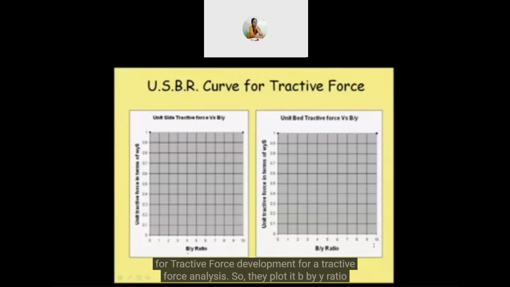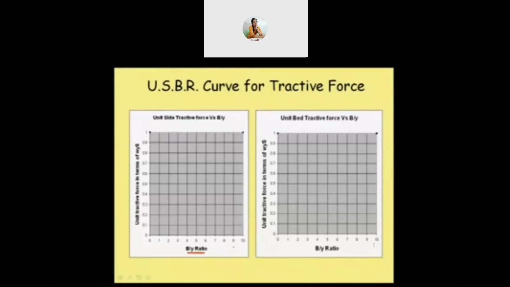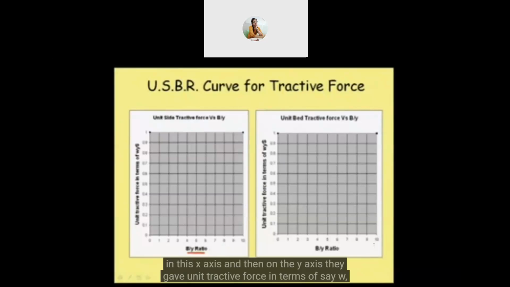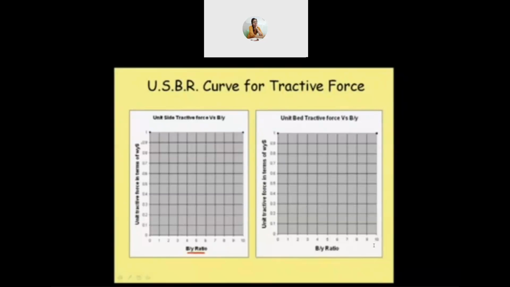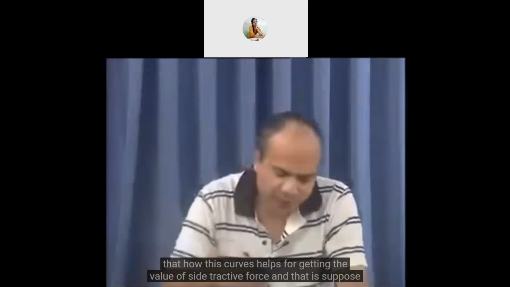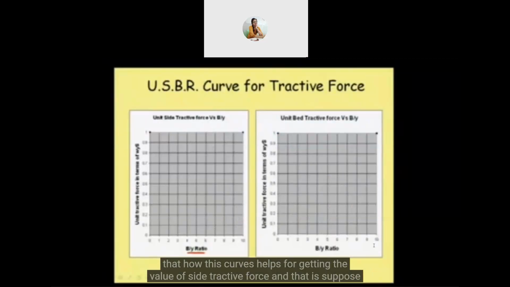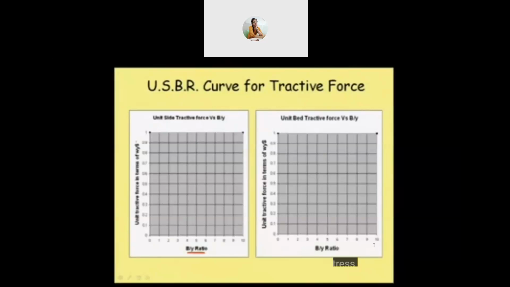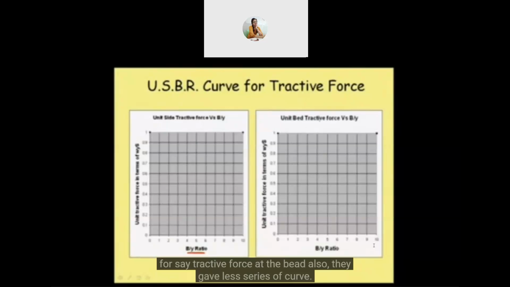So they plotted B by Y ratio on the x-axis, and on the y-axis they gave unit tractive force in terms of WYS. That means suppose this value is 0.6, for a particular B by Y ratio 2, there will be some curve. We are not drawing the curve now. In the next class, we will draw those curves, see how these curves come about, and how they help us in getting the value of side tractive force. Suppose for a B by Y ratio of 2 we get a point here, then this indicates that the shear stress at the side will be 0.6 WYS. Similarly, for tractive force at the bed also, they gave a series of curves.